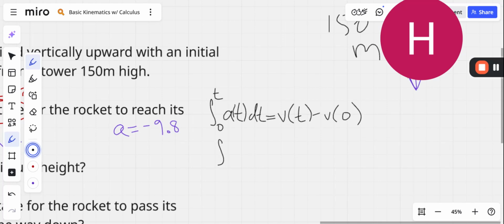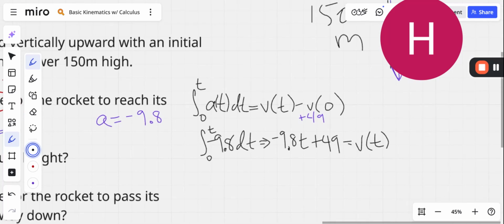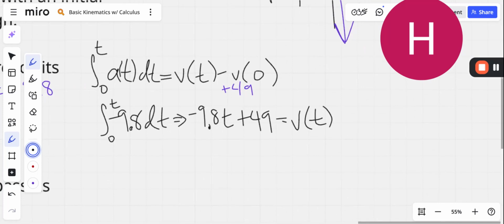So this is going to be the integral of negative 9.8, and this is from 0 to t. And that's simply negative 9.8t if you work out that definite integral. But if we add the v0 on both sides, so we're going to add 49 to both sides, now we have that this is equal to v of t. All right, we're in great shape now. So there's our velocity. We want to set it equal to 0.